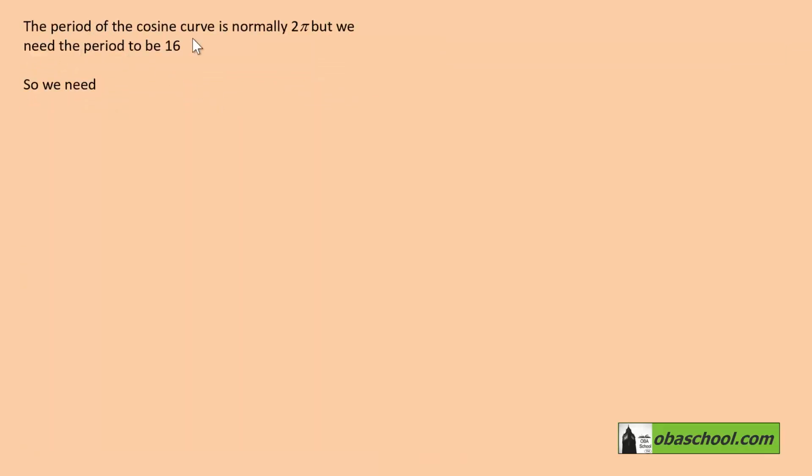The period of the cosine curve is normally 2 pi, but we need the period to be 16. Remember, it completes that complete wave in 16 hours. So what we need is for b times t to be equal to 2 pi when t is 16. So in other words, 16b is equal to 2 pi. Therefore, b is 2 pi divided by 16, or pi by 8. So now we have our complete model. h is 1.5 cos(pi t / 8) + 2.5.